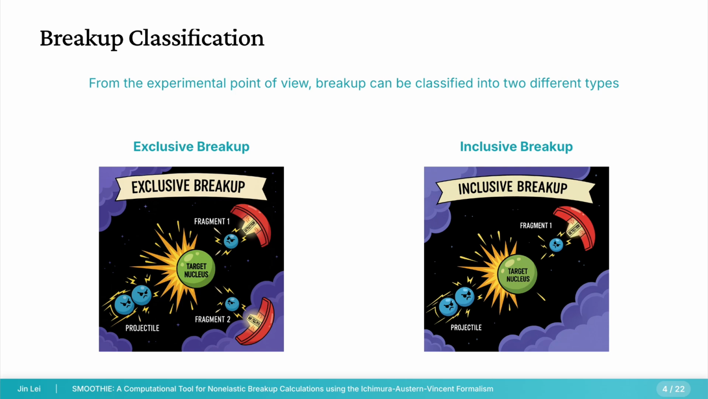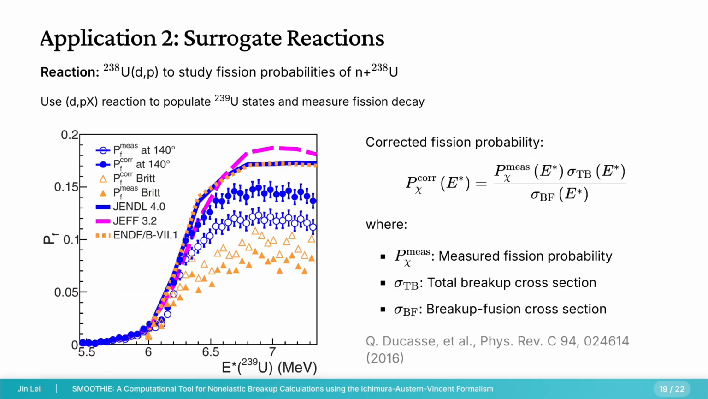Second, the inclusive case: we detect just one outgoing fragment, and we integrate over everything we do not observe. The observable is a double differential cross-section. For that detected fragment, we will detail the contributing pathways and the formalism on the upcoming slides.